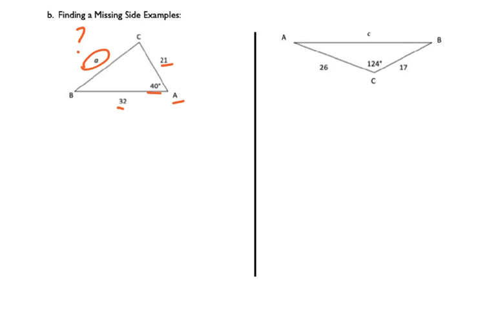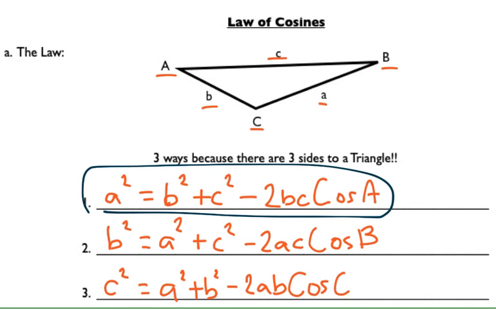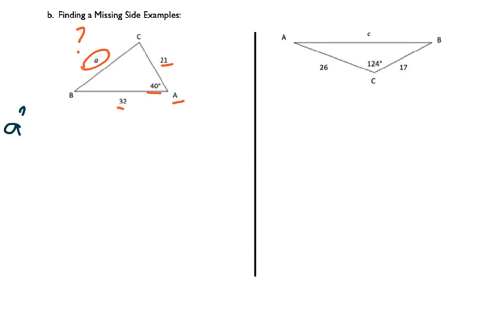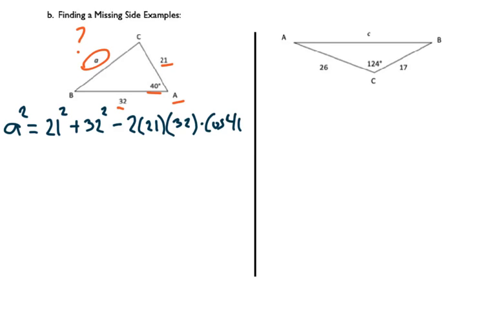So let's set up our problem using our formula. Remember, in this case, if we're trying to solve for A, I should be using this version of my formula. So let's do that. A squared is equal to B squared, well B is 21, so 21 squared, plus C, well that's 32 squared, minus 2 times B, so that's 21, times C, which is 32, and then that's times the cosine of the angle that we know, or angle A, and that is 40 degrees.